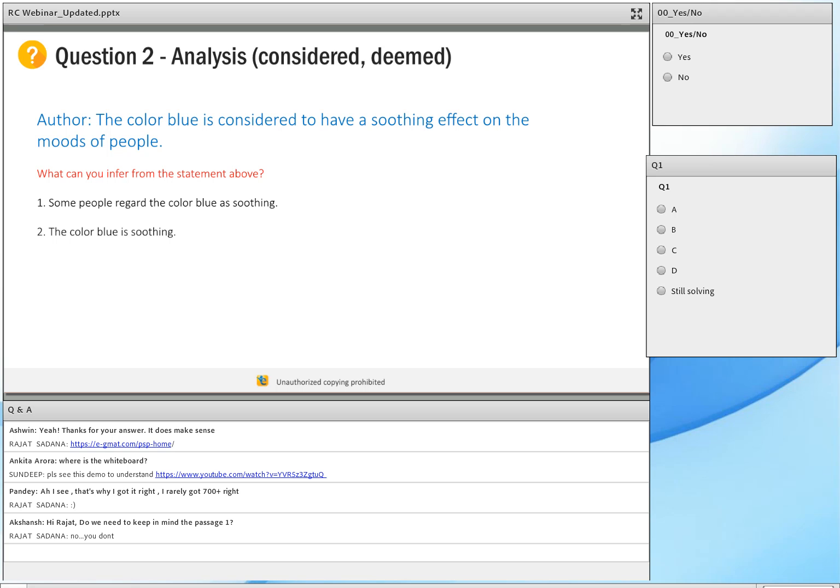If I say this statement, the color blue is considered to have a soothing effect on moods of people, which statement can you infer from the above?